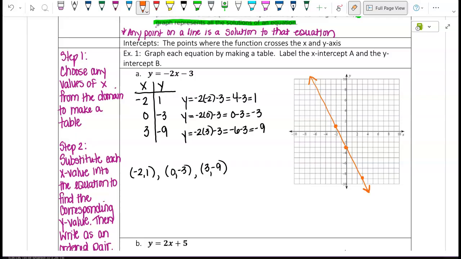Now again, they asked us to label the x-intercept as A and the y-intercept as B. So that point where it crosses the x-axis, we're going to label with a capital A. And we actually have the y-intercept. It was one of our points. It was that 0 point. So I'm just going to go there, and I'm going to label that B. So we understand where is our x-intercept, where is our y-intercept. Terminology we should be getting familiar with.